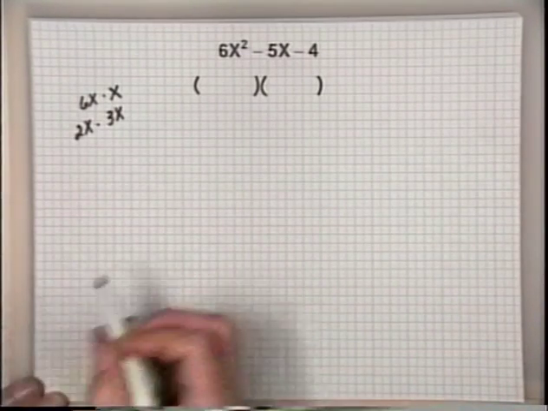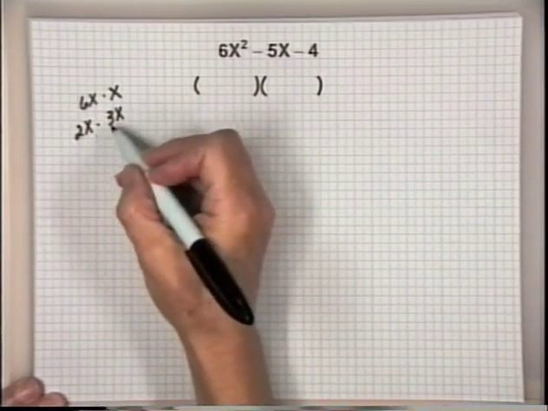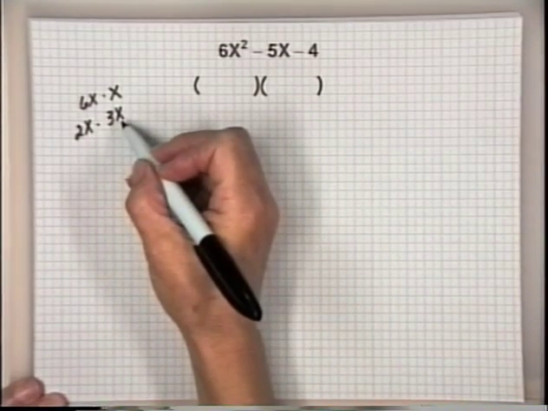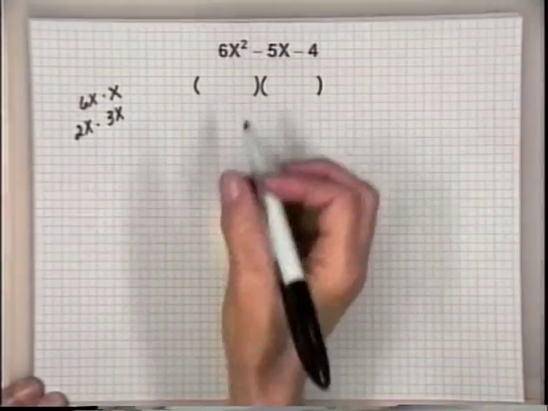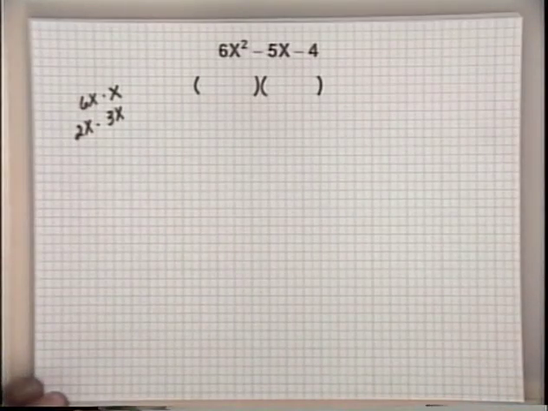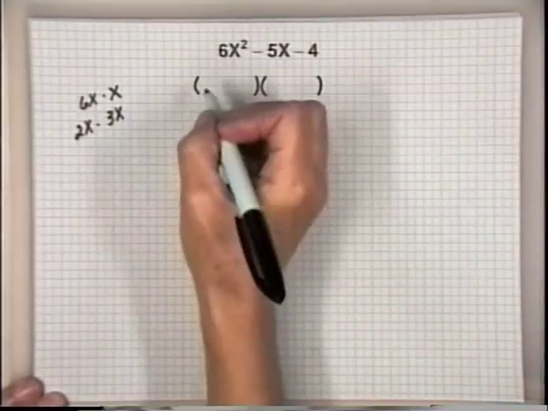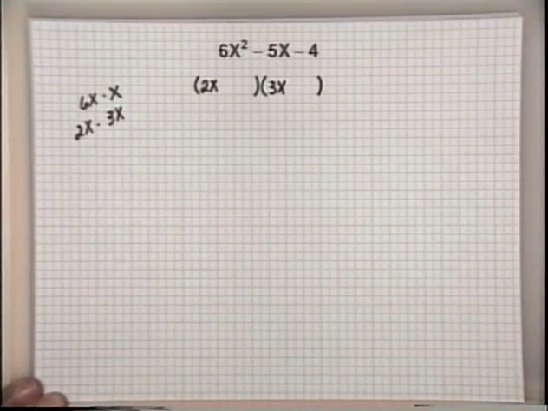Sometimes I will do this. If my middle term looks fairly small, I will usually try the smaller numbers like 2 and 3 before trying the larger number like 6. That does not always work, but a lot of times it does. If this middle term had been a fairly large number, I would have tried the 6 before the 2 and the 3. I'm going to try the 2x times the 3x and see what happens with that choice. If this is not successful, then we will come back and try the other combination of 6x and 1x.